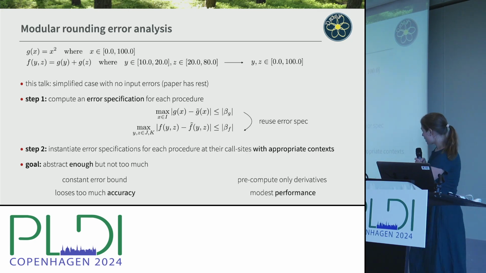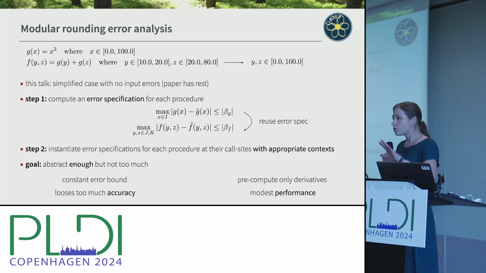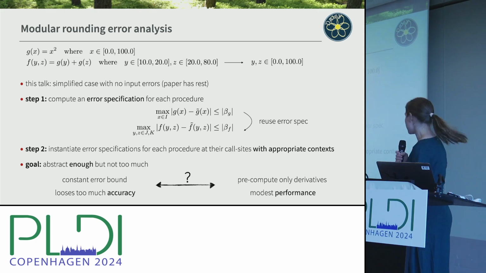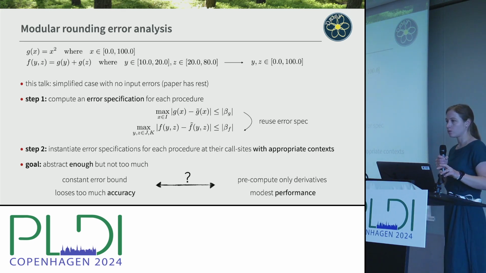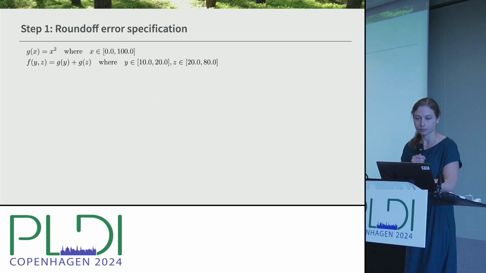We can go to the other extreme and just pre-compute all of the derivatives and not do any actual computation, but this will give us modest performance. This will just amount to essentially caching, a smart caching. So what we want is something in between. We want to pre-compute some parts that are suitable to be pre-computed, but not too much.